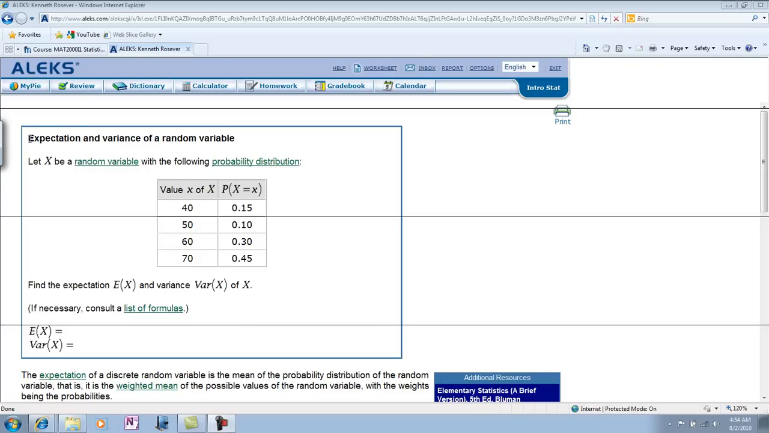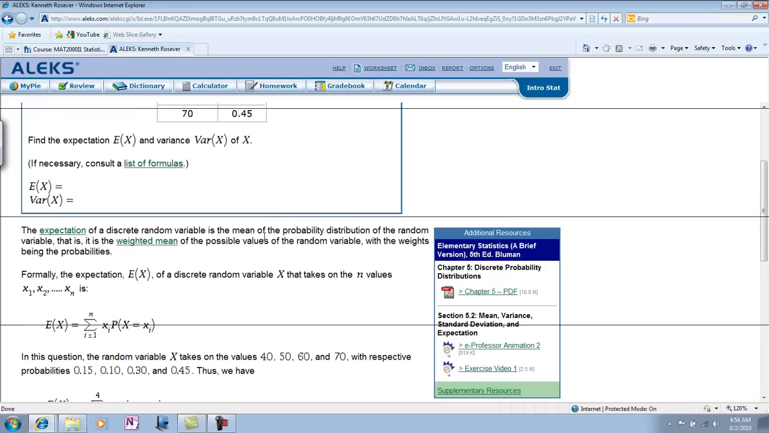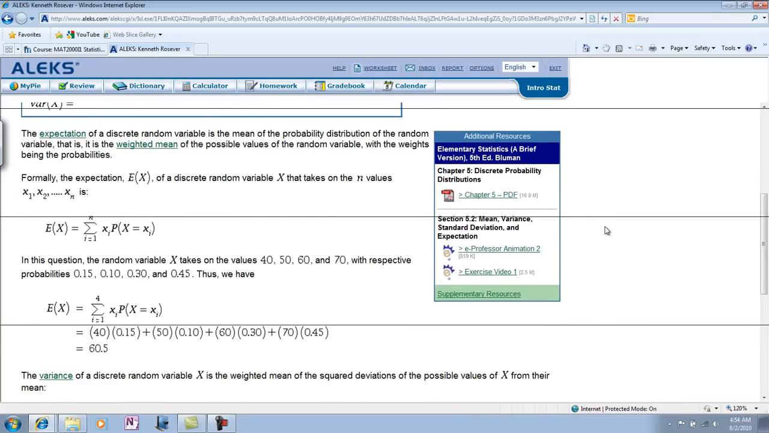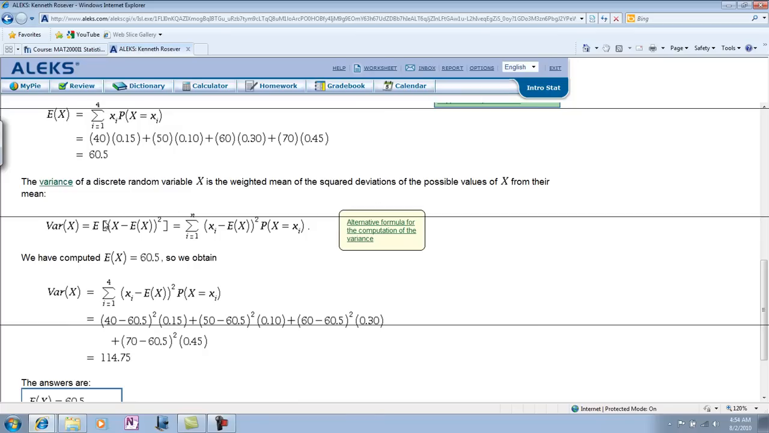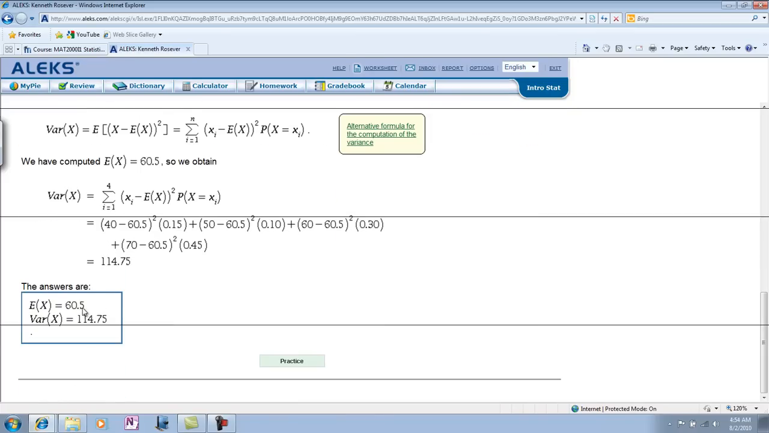We're continuing our discussion of expectation and variance of a random variable. We went over this problem last time, and we talked about how the expectation is a weighted mean, or is kind of like one. We talked about the various ways you can get the variance, and we did indeed get 60.5 and 114.75. So we're going to do another one.